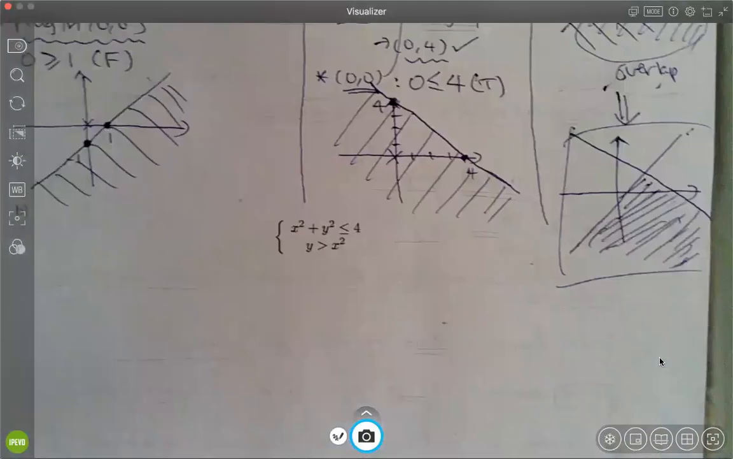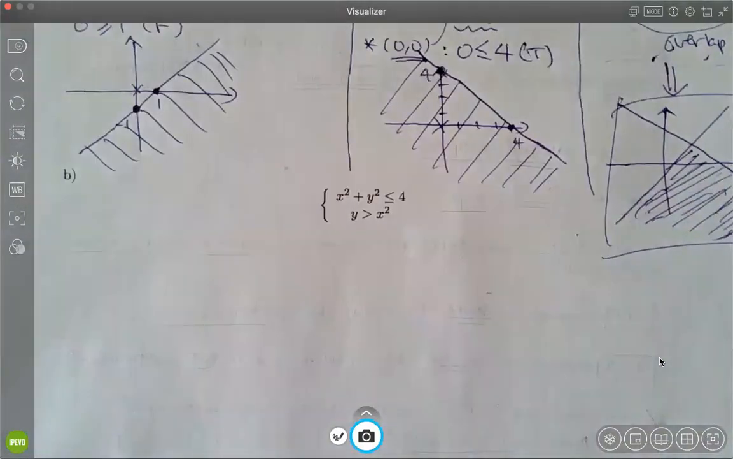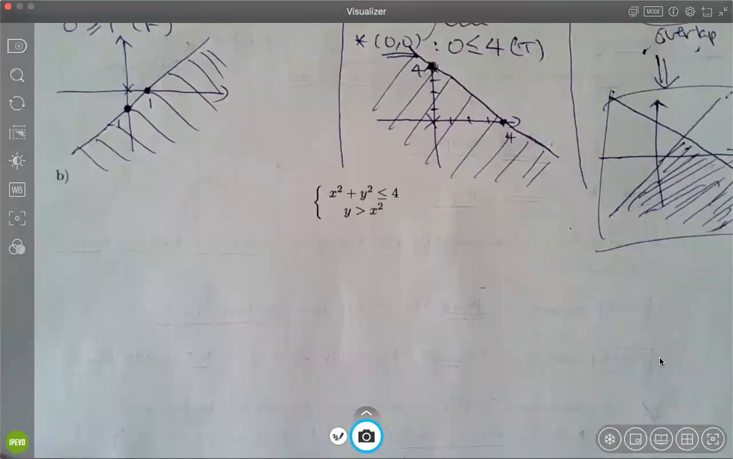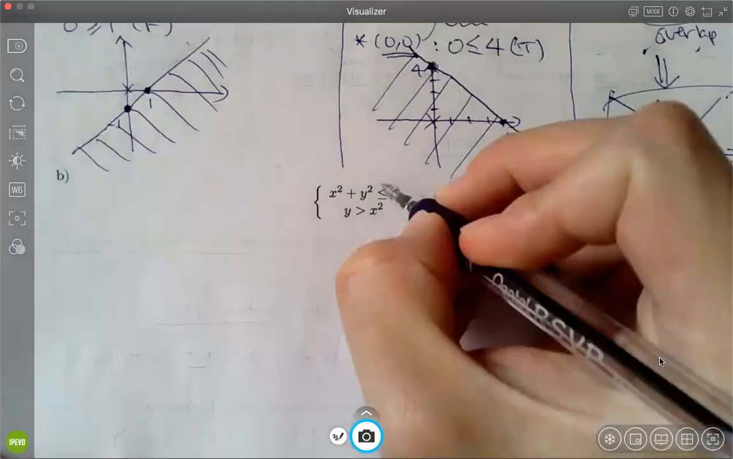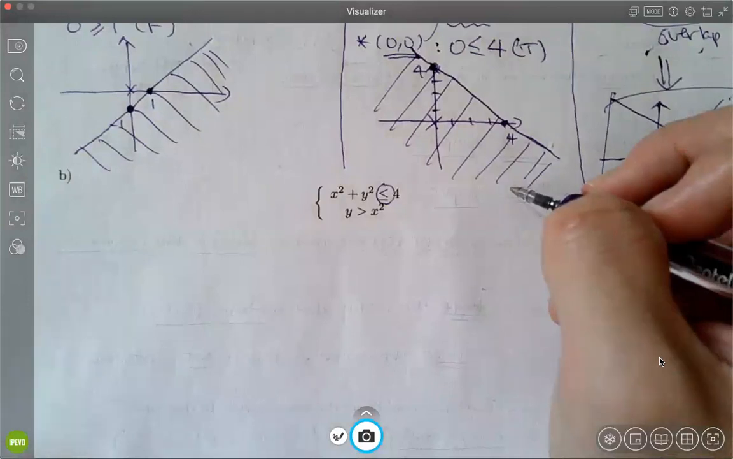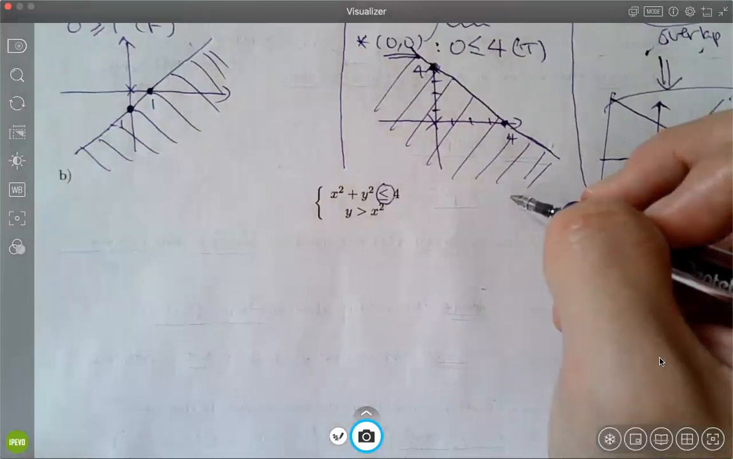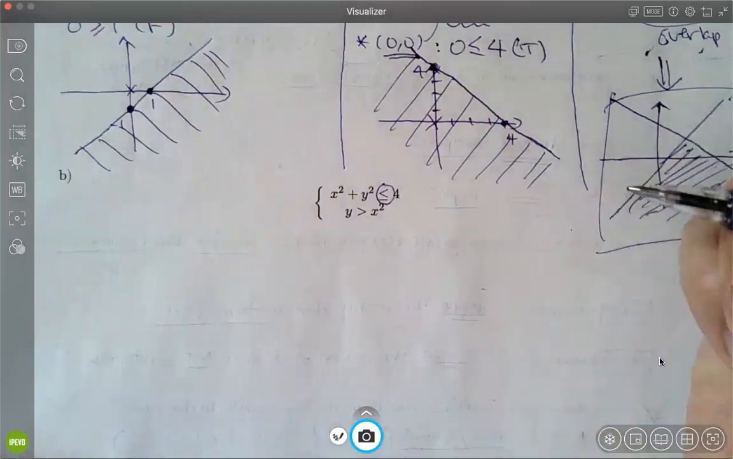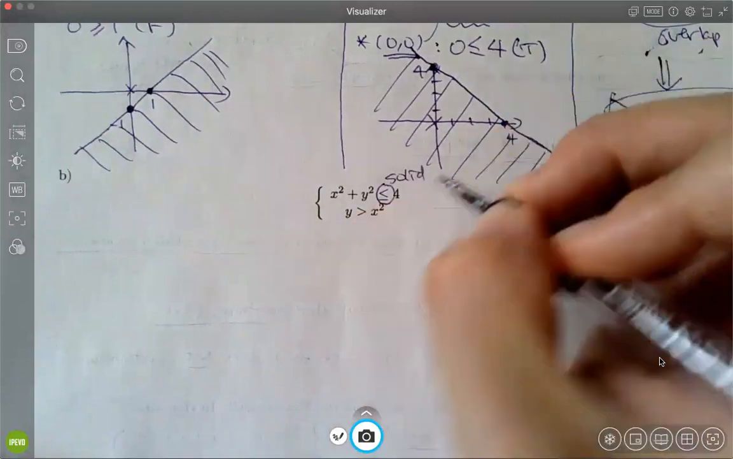And now part B: x squared plus y squared is less than or equal to 4, and y is greater than x squared. Okay, so now hopefully you can notice that this is a non-linear system because of the squares, right? Now, first, what kind of graph are we going to see? Is it a solid graph or dotted graph for x squared plus y squared is less than or equal to 4? That's a solid, right? Yes. Okay, and what about the bottom one? We will see the dotted graph, right?